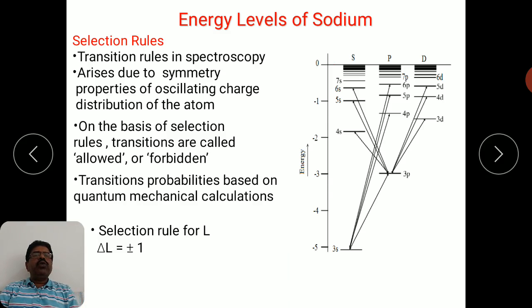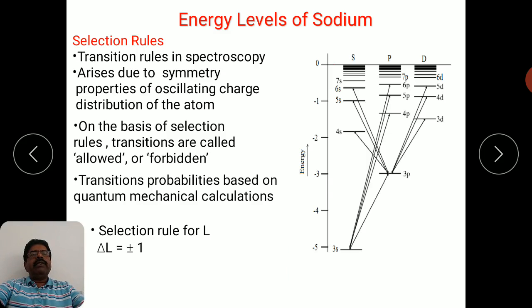So the selection rule for L. What is L? It is the orbital angular momentum of an atom, capital L, therefore of an atom. So the selection rule for L is given by delta L is equal to plus or minus 1.